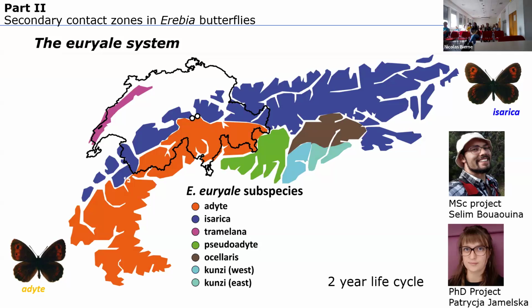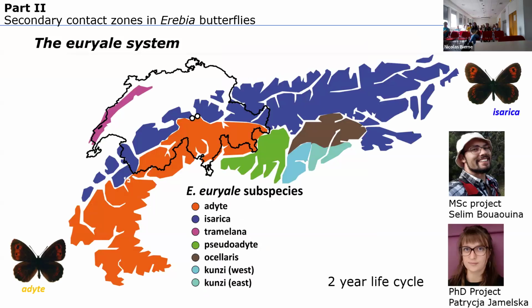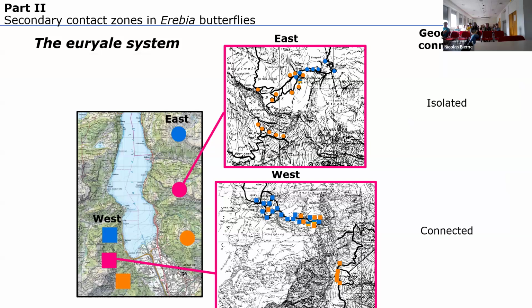They have a 2-year life cycle. And I want to remind you, this all started as a master thesis, and now I have a PhD student, Patricia, continuing on it as a PhD. Initially, two contact zones were described back in the heart of Switzerland here. They were described by someone who collected there in the late 70s, early 80s. He was walking along the hiking path and went from one subspecies to another with a lot of hybrids in between.